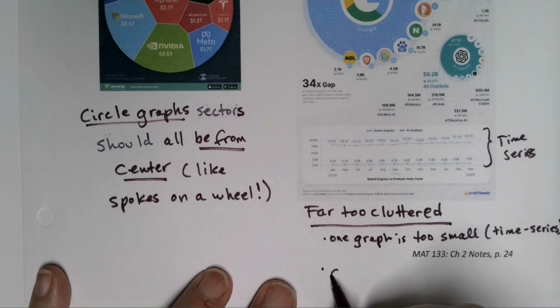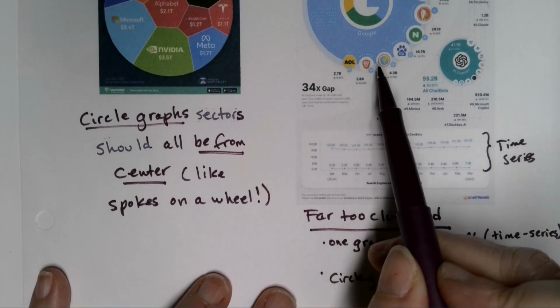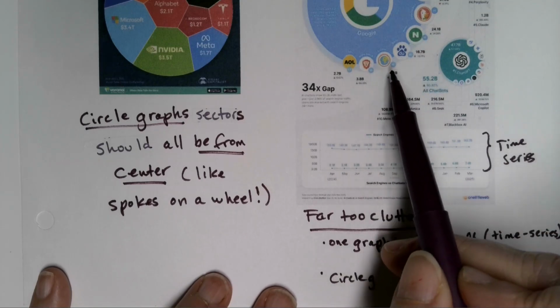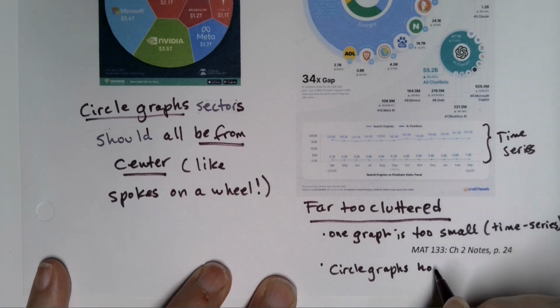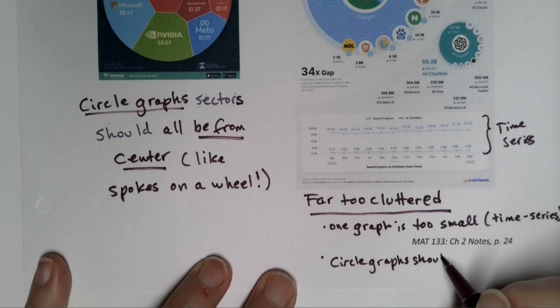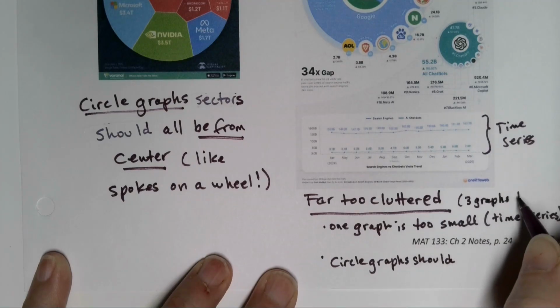So the circle graph should be a bar chart because these are AOL and all of that. Those are qualitative data. So it's qualitative data with these numbers as their heights. So the circle graphs should be a bar chart. And there should only be one of them, and there's two of them. There's three graphs going on here. Right, it's too many.